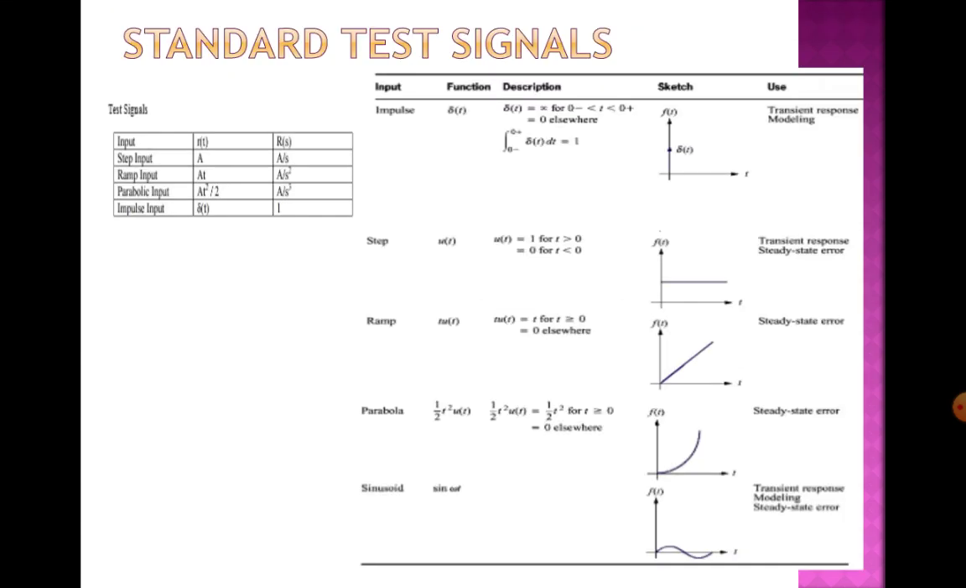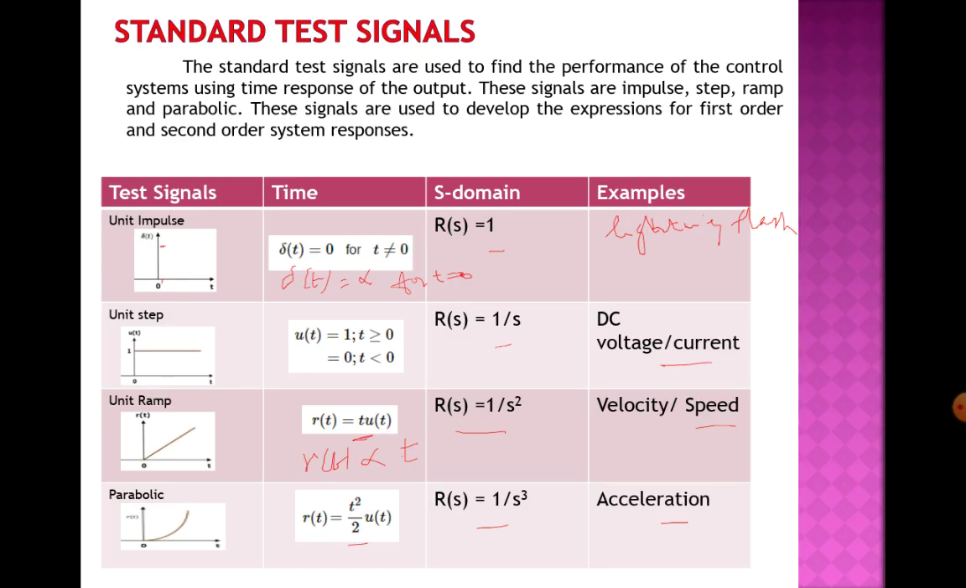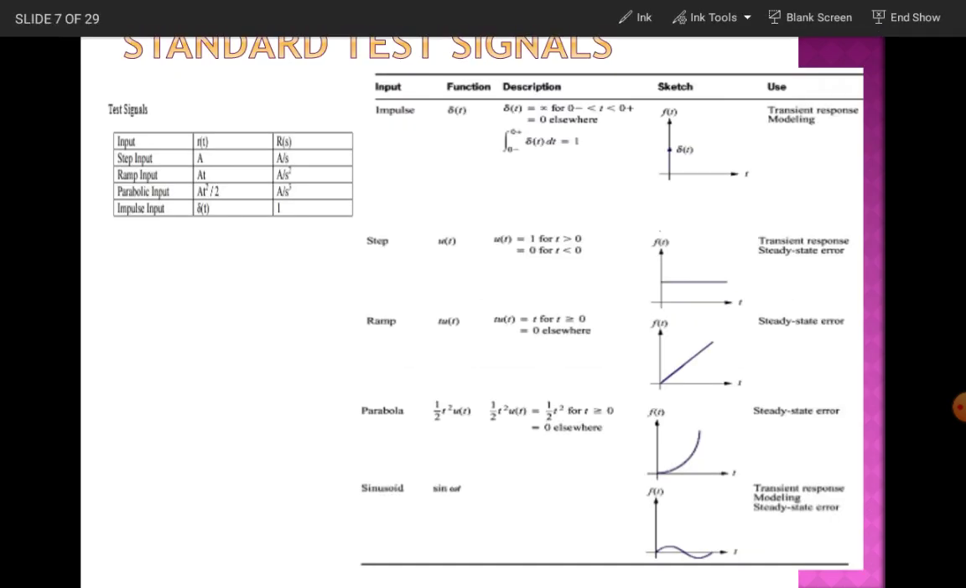Here also there is a table for comparison. What is the main use of this test signal? It is mainly used to find the transient response of a system, and then the steady state error of the system. So mainly it is used for these two applications. Here you can see the sinusoidal signal. We are all aware of the sinusoidal signal, where the magnitude and phase change with respect to time.